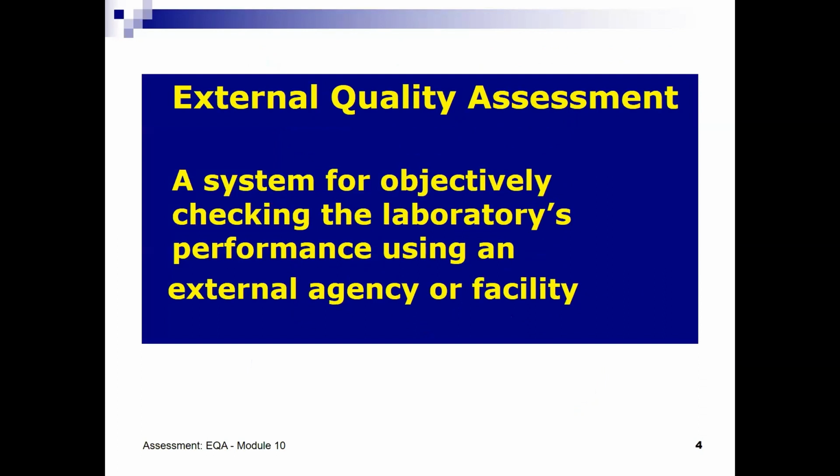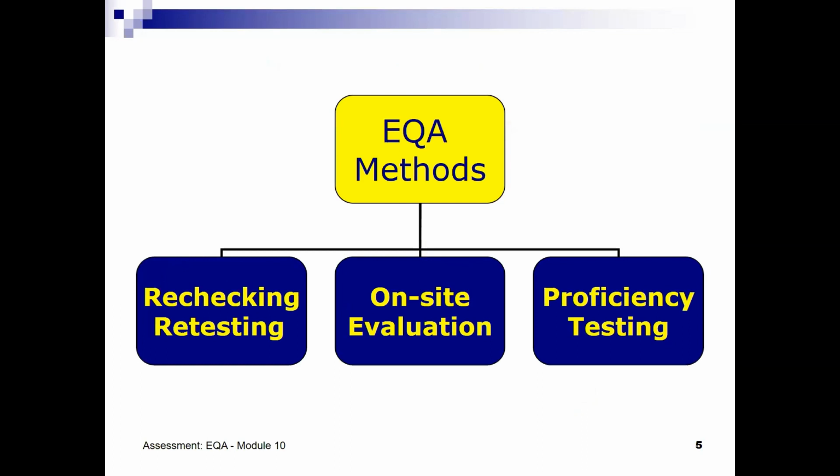So we'll start with a definition. What is external quality assessment? It is a system for objectively checking the laboratory's performance using an external agency or facility. Now, this can come, as I mentioned earlier, in 3 flavors. It can come as rechecking and or retesting. It can come as an on-site evaluation, and it can come as proficiency testing. We'll touch on the first 2 briefly, and then spend most of the lecture on proficiency testing, because that's the most common, and I would say the most deployable and probably effective method. Maybe not effective, but the most deployable.